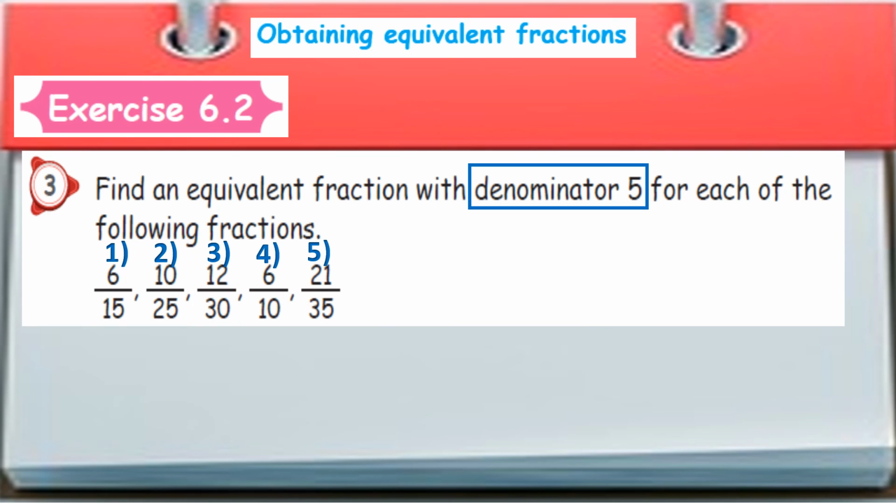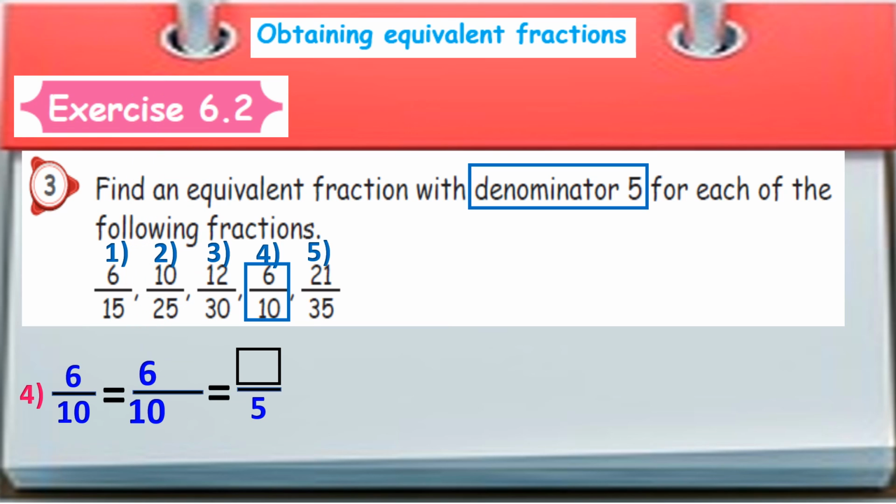Now focus on the fourth sum, 6 by 10. So once again, this is the bigger number and 5 is the smaller number. I am going to divide it here. 6 by 10 divided by 2. At the top also divided by 2. That means, yes, it's easy. 3 is the answer, isn't it? So 3 by 5 is the answer for the fourth sum.